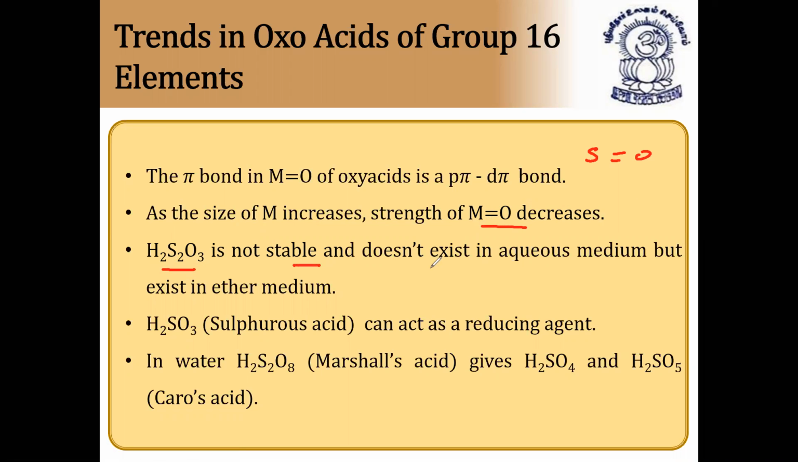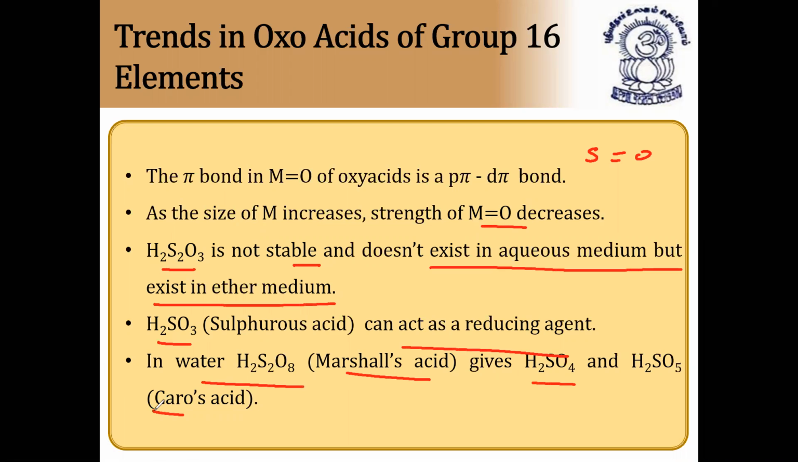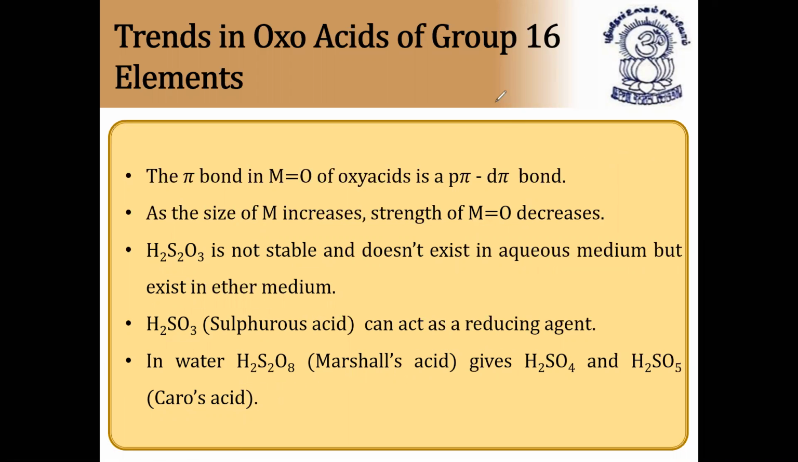H2S2O3 is not stable and does not exist in aqueous medium, but exists in ether medium. H2SO3, sulfurous acid, can act as a reducing agent. In water, H2S2O8, Marshall's acid, gives H2SO4 and H2SO5, which is called Caro's acid. So all these things we'll discuss in oxyacids of sulfur. This year we have given traits.